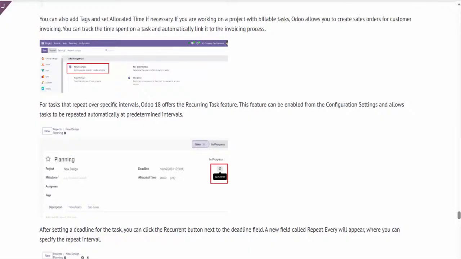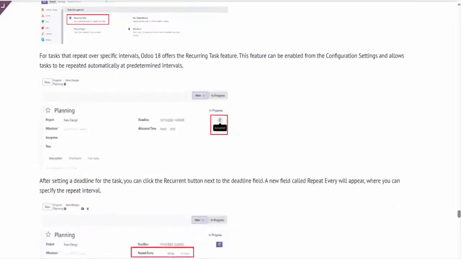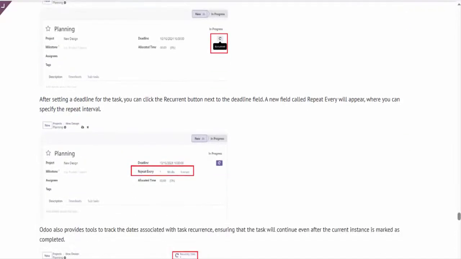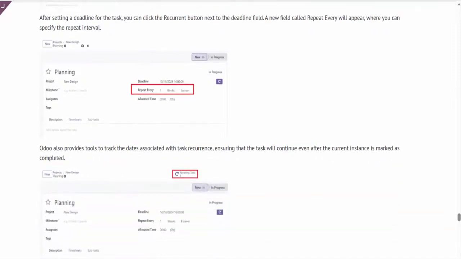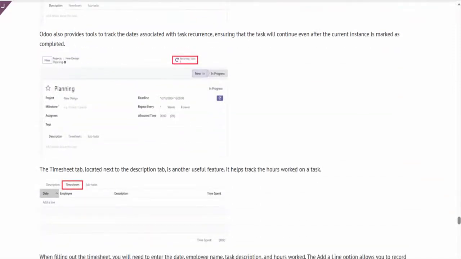For tasks that repeat over specific intervals, Odoo 18 offers the recurring task feature. This feature can be enabled from the configuration settings and allows tasks to be repeated automatically at predetermined intervals. After setting a deadline for the task, you can click the recurrent button next to the deadline field. A new field called Repeat Every will appear, where you can specify the repeat interval. Odoo also provides tools to track the dates associated with task recurrence, ensuring that the task will continue even after the current instance is marked as completed.